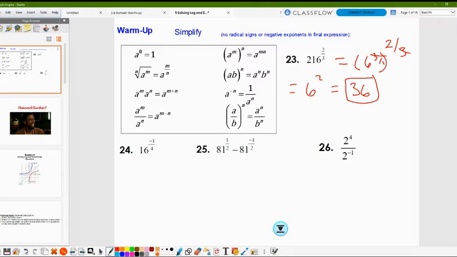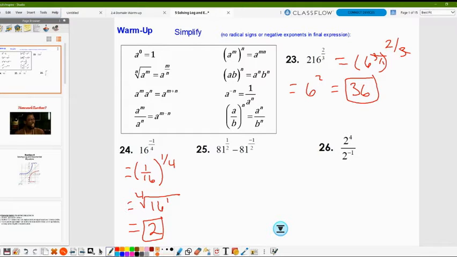16 to the negative 1/4. So I know the negative means it's a mover, so it's going to move across the fraction bar. So I'm going to make it 1 over 16. And then when I raise it to the 1/4 power, that means that I want to take the 4th root of it, the 4th root of 16 to the 1st power. Remember, that numerator is the power the base is raised to, but if the power is 1, you don't have to write it. Okay, so 16 I know is 2 to the 4th. So if I want to take the 4th root of 2 to the 4th, that's just 2.